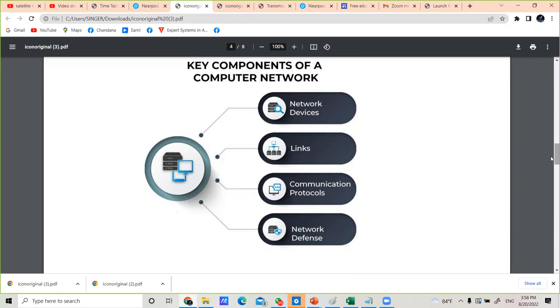If you want to set up a computer network system, especially in current days, you want to think about this part: defense. Because of various reasons, your network may be under threat. It may be hackers, or computer viruses, and many other reasons. Because of these threats, your computer network may be damaged or destroyed. To avoid such a situation, you need a proper defense system, a proper security system. That is called network defense.